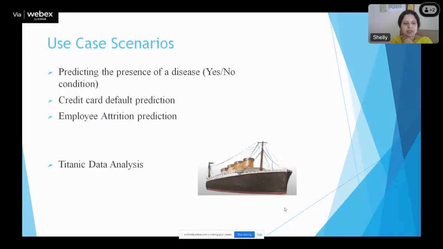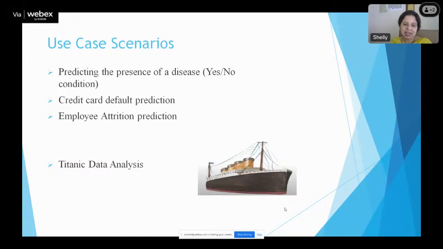So these are some of the use case scenarios. For example, I'll start with the Titanic data analysis. At that particular moment of time, there was not much analytics, there were no machine learning algorithms in place when the incident happened. But nowadays, with a Titanic data analysis, we can very simply analyze what the survival rate was, which passenger survived and which did not, and what is the probability of survival of these passengers if such a situation may happen.